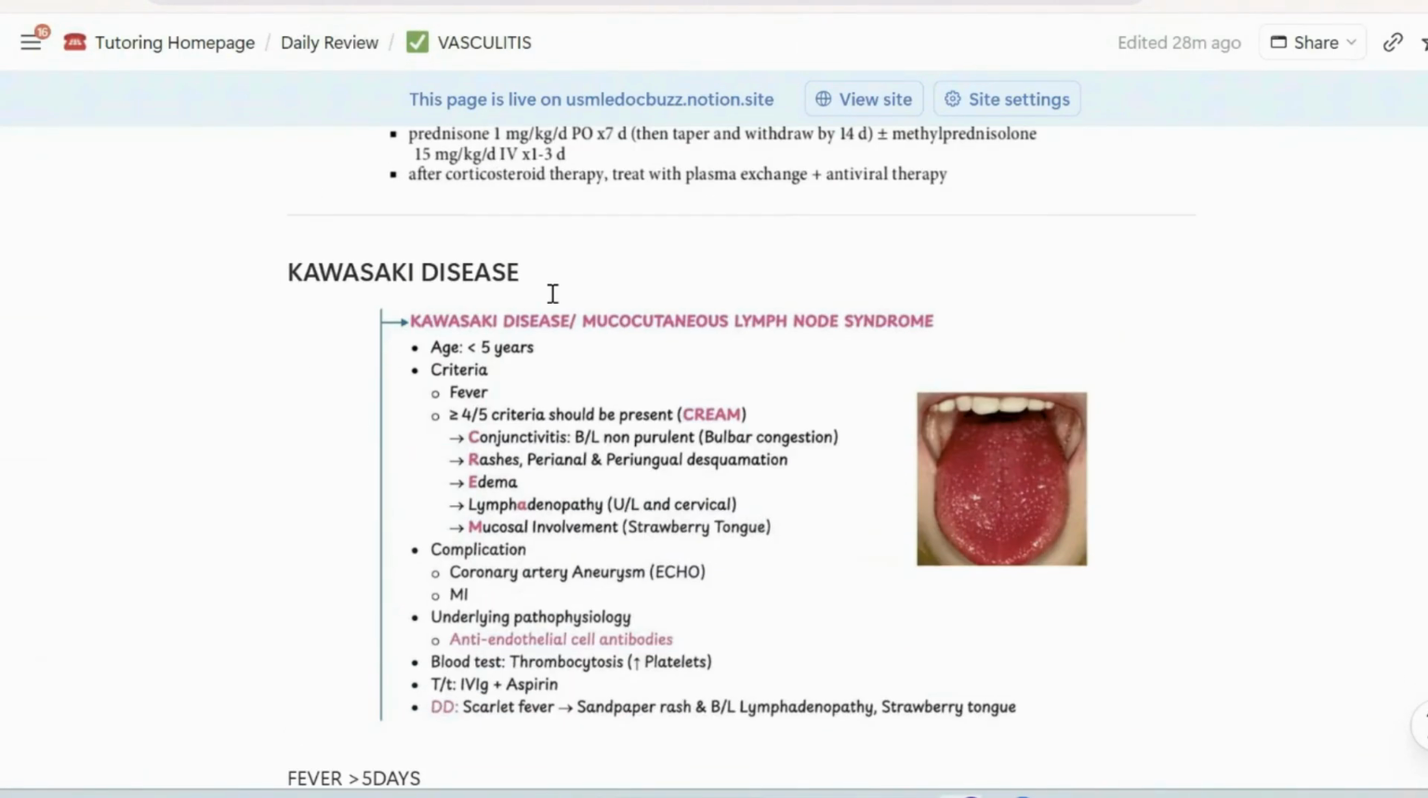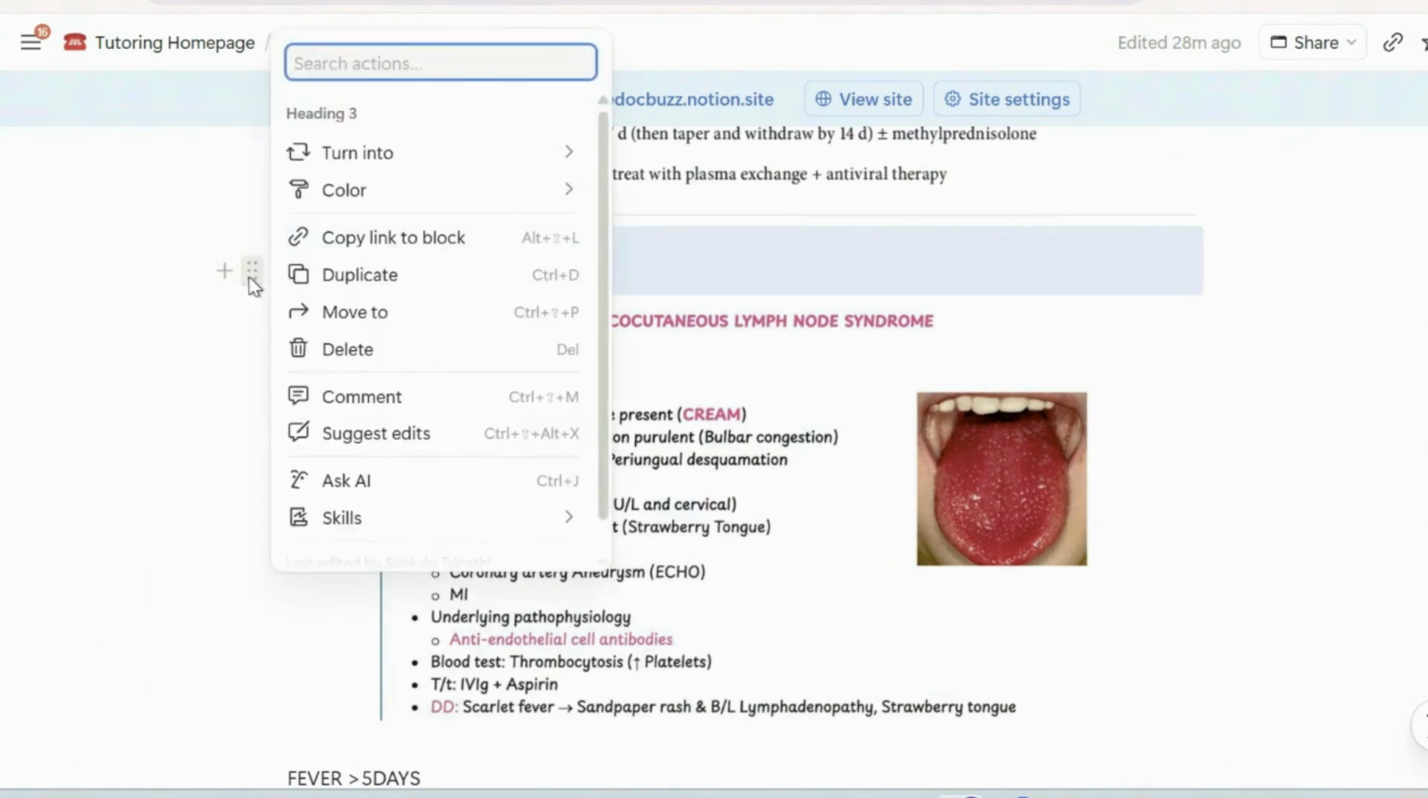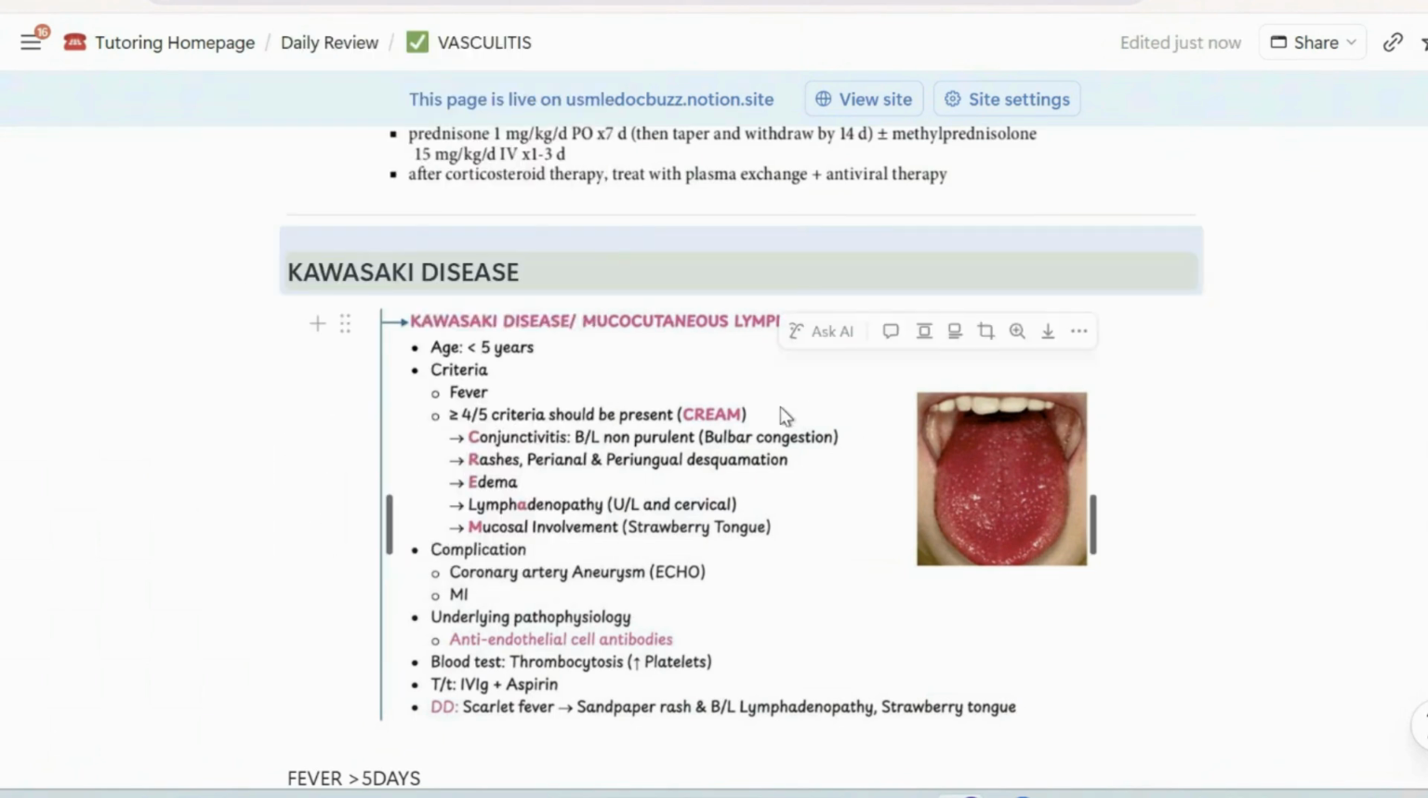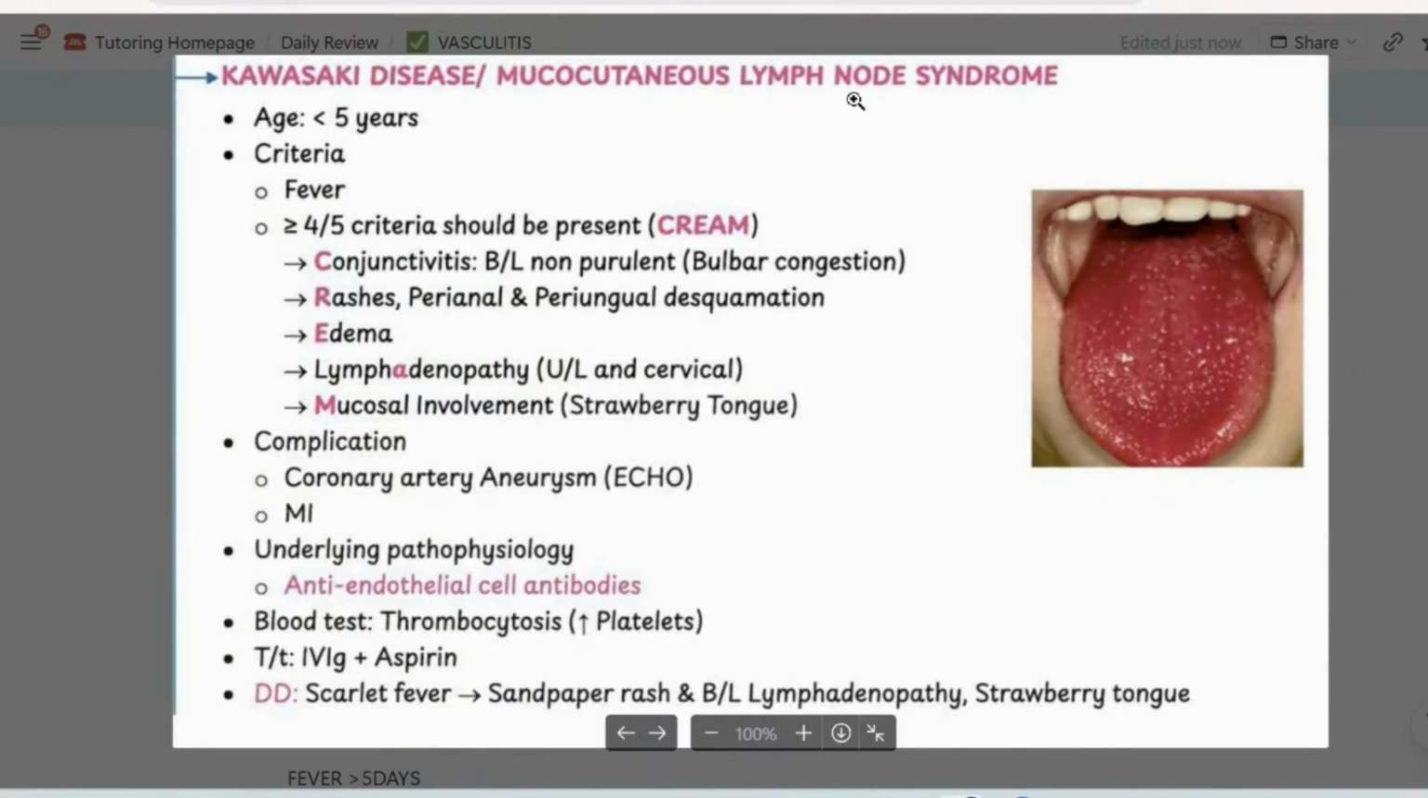Next comes Kawasaki disease, right? Now look at the other name for this. The other name is mucocutaneous lymph node syndrome, right? A lot of those symptoms are already listed. Kawasaki disease is a pediatric diagnosis, so we have to know that. Now, the best way to remember all the involvements is by the mnemonic CREAM. Usually if you get 4 out of these 5, you have the diagnosis.